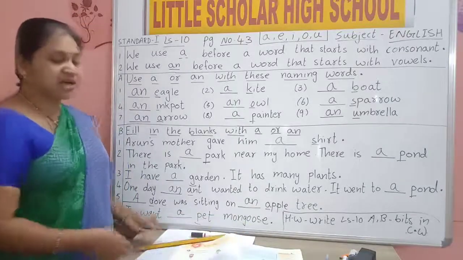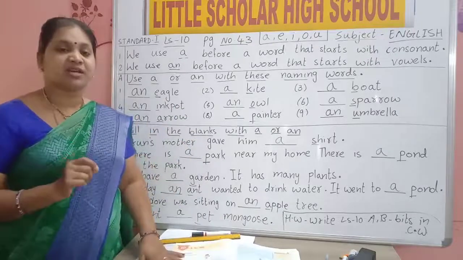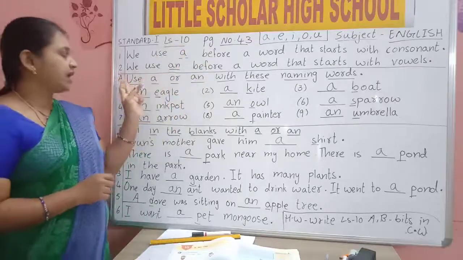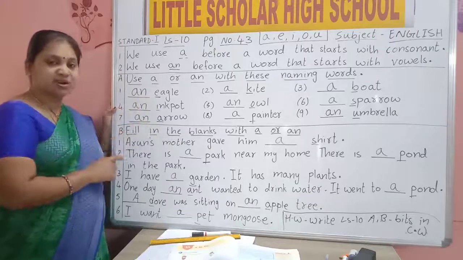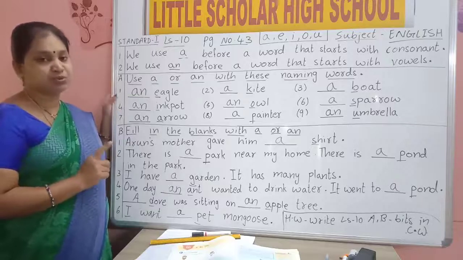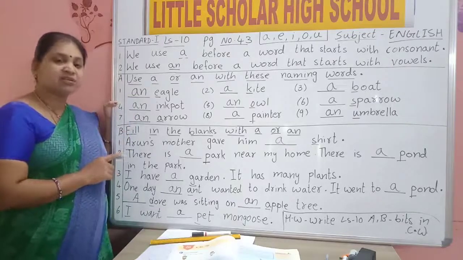Now, take your classwork and immediately copy A and B very neatly in your classwork. When you are writing, touch the lines, write the lesson number, page number, and write it clearly. When you are drawing lines, underline it on the red line only. Don't do it on the blue line. It will be neat when you are doing it on the red line.